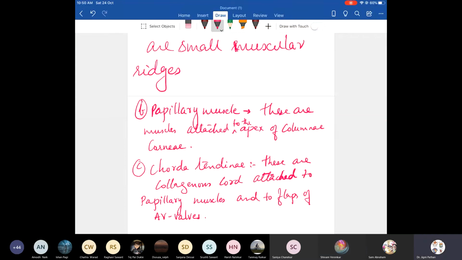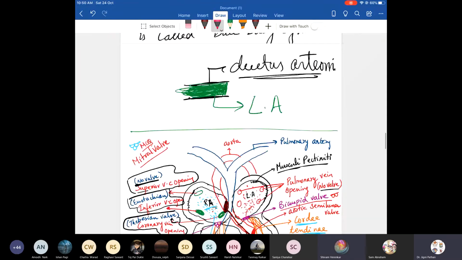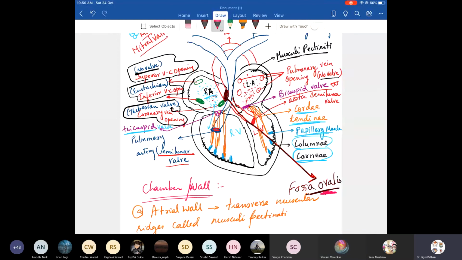So AV valves are, if you see the diagram, let us come back to the diagram. I have written cusp, tricuspid, where is it present? Between the right auricle and ventricle, there is a tricuspid. Between the left auricle and the left ventricle, there is a bicuspid. So these two are also called AV valves because they are present between auricles and ventricles. Above it is auricle and below it is ventricle. Got the point, everyone?